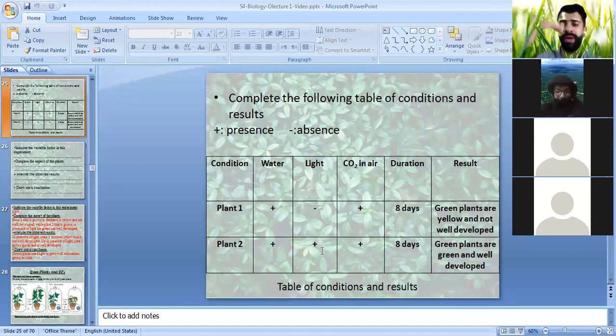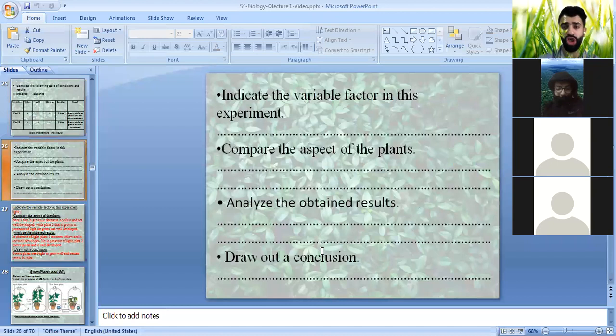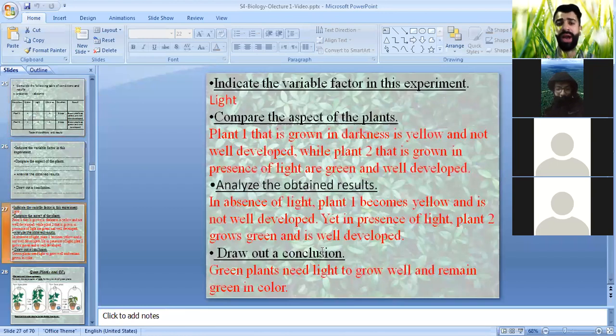So it will grow normally, it will be well developed, and will be tall and green in color. While plant 1 that's lacking light will become yellow and not well developed. So the variable factor is going to be the light. The plant 1 that's grown in darkness is yellow and not well developed, while plant 2 that's grown in presence of light is green and well developed.